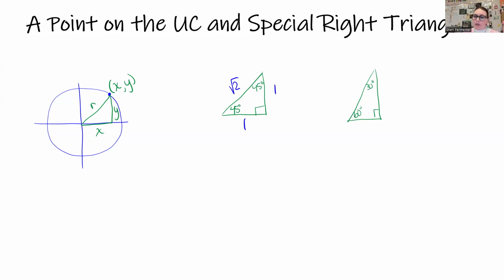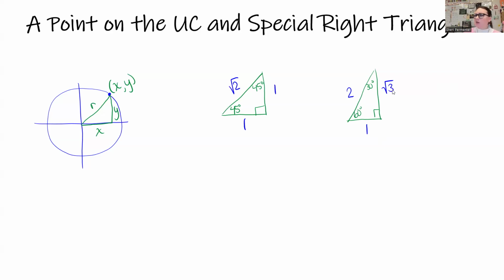And then we have the 30, 60, 90 triangle, and I always remember to label it starting across from the 30 degrees because it's the smallest side length. So this is 1, 2, square root 3.